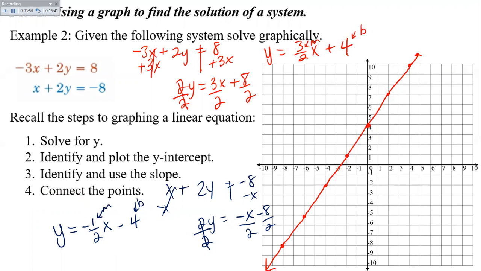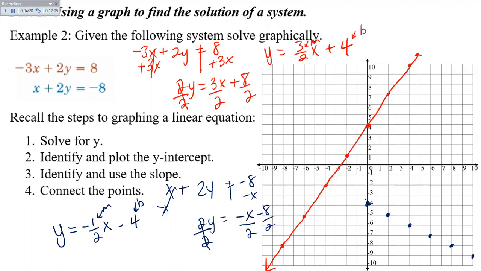And my slope is, I'm going to go down 1 and then right 2. Do we see that? So b is at -4, so I go to -4. And this time I'm going down 1 and right 2: down 1, right 2, and repeat several times.